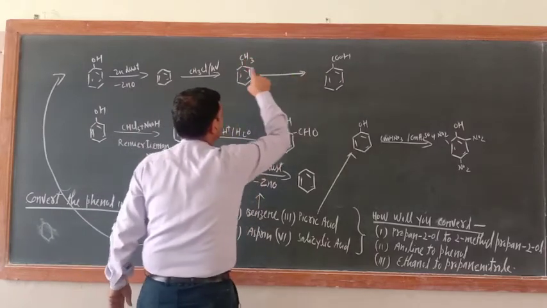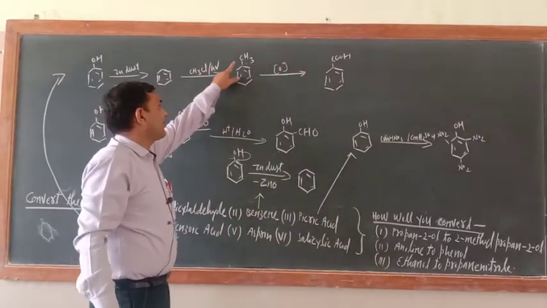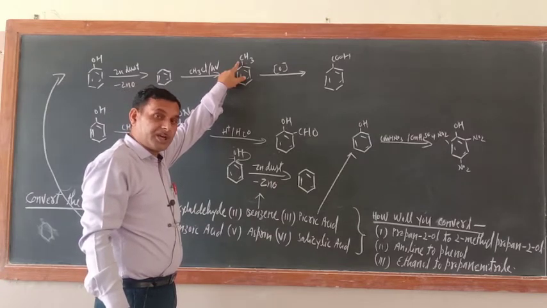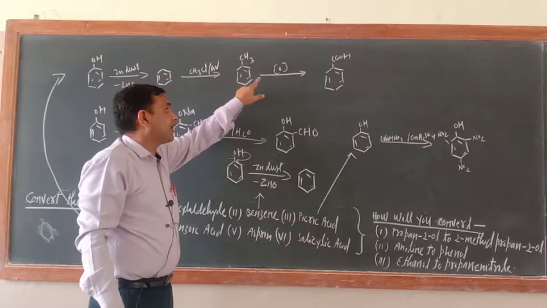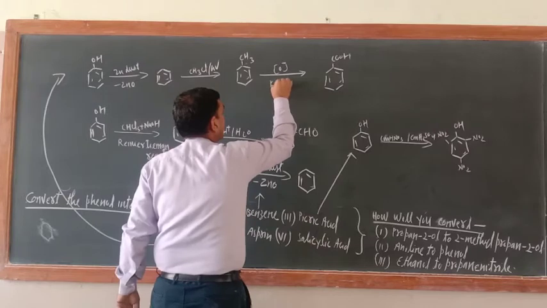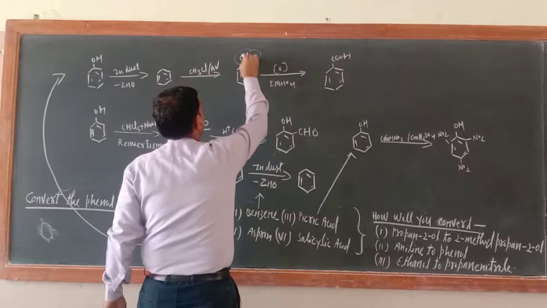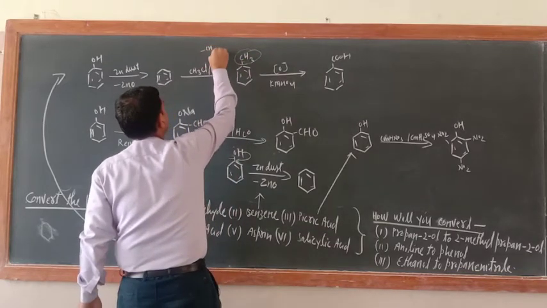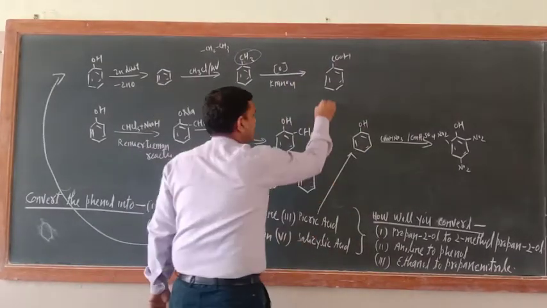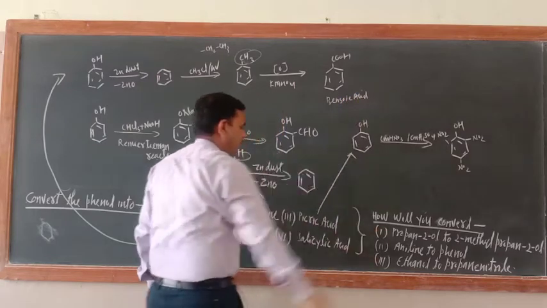Now this is a rule: whatever length of side chain is attached to the benzene ring, if it is subjected to oxidation in presence of KMnO4, it will be converted into a COOH group. Even if you attach a CH2CH3 group here, that also will be converted into a COOH group. So this is benzoic acid. You have got benzoic acid.